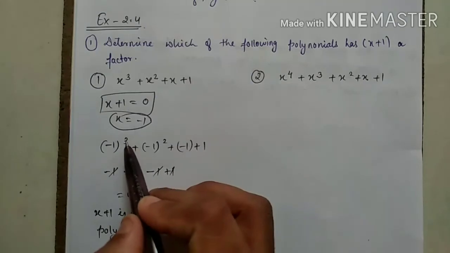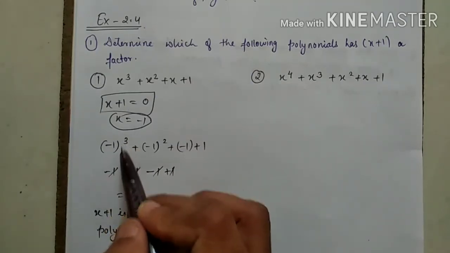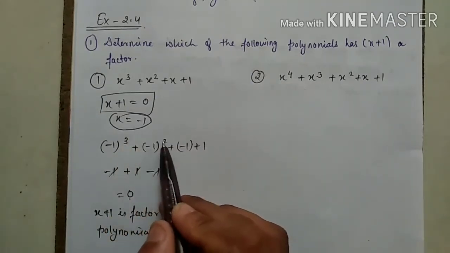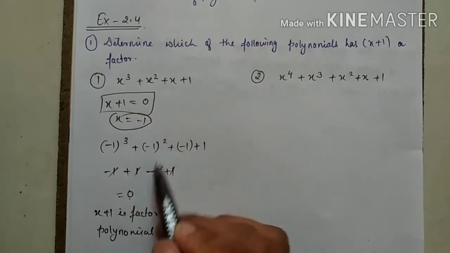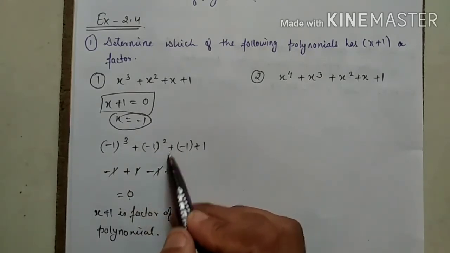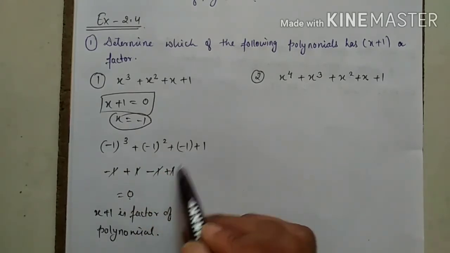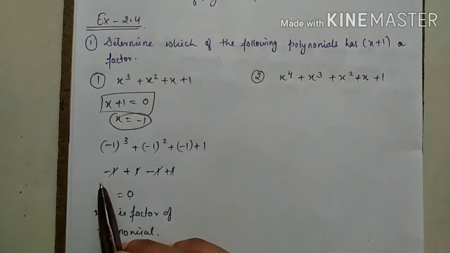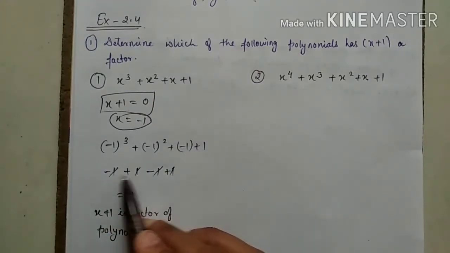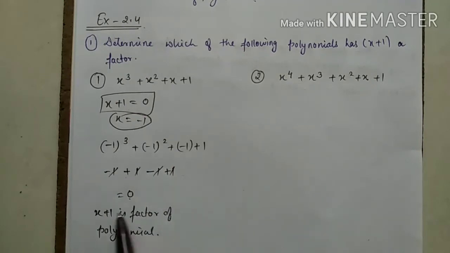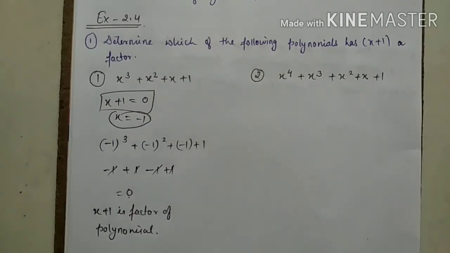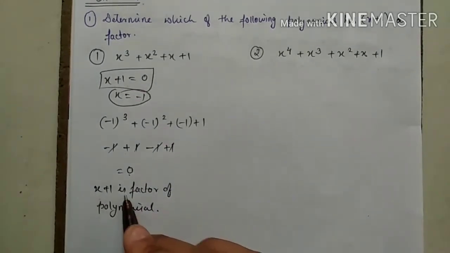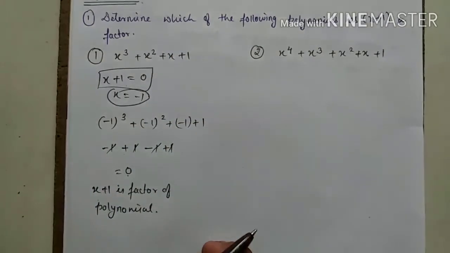Is it clear? 1's cube is 1, minus cube is minus. 1 square is a plus, 1 square is 1. Positive, negative, negative 1 plus 1. Already you know. Now see, positive 1 and negative 1 cancel. Positive 1, negative 1 cancel. What remainder here? 0. So I can say that x plus 1 is a factor of the polynomial. This is the way you have to say it.